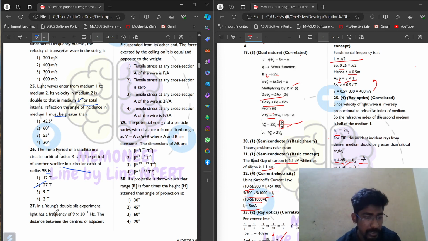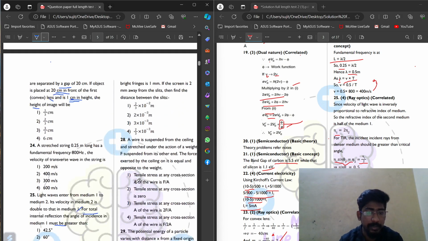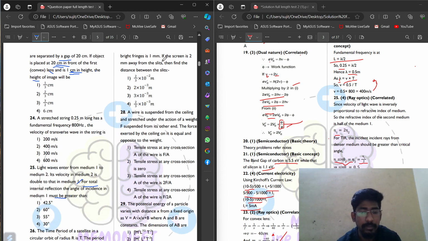Okay, in a Young's double slit experiment, the frequency nu is given. The distance between the centers of adjacent bright fringes is 1 millimeter, that is, y is given. If the screen is 2 meters away from the slits, capital D is given, then find the distance between the slits. You have to calculate small d or 2d. That is a direct formula.